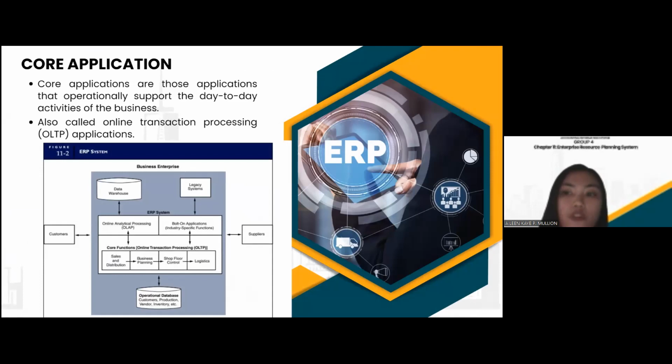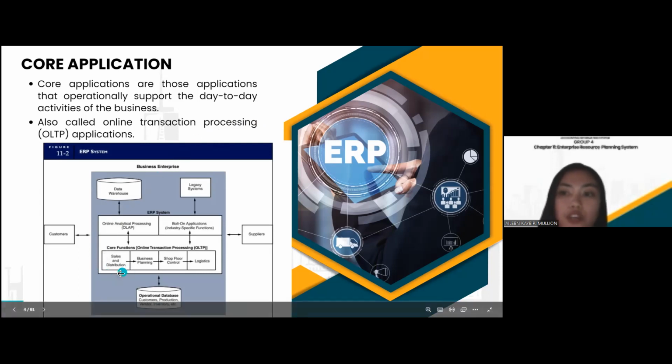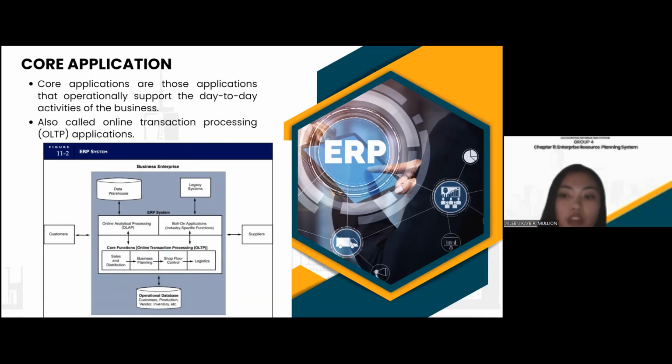ERP functionality falls into two general groups of applications, core applications and business analysis applications. First is we have the core applications. Core applications are those applications that operationally support the day-to-day activities of the business. If this application fails, so does the business. Typical core applications include but are not limited to sales and distribution, business planning, production planning, shop floor control, and logistics. Core applications are also called online transaction processing or OLTP applications. Figure 11.2 illustrates these functions applied to a manufacturing firm.